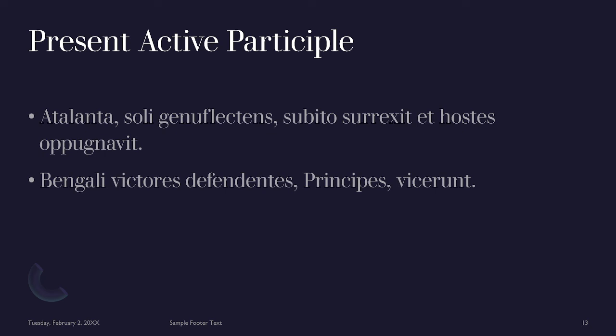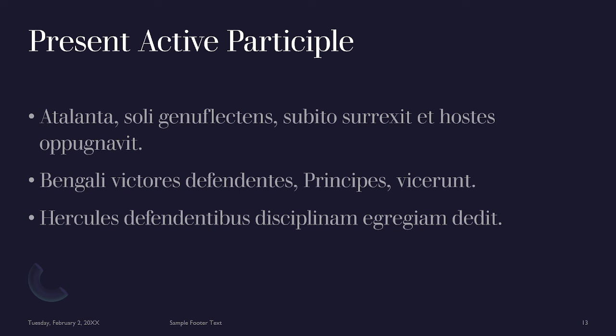So in this instance, Bengali is the subject, vicerunt is the verb, so those go together. And then victores defendentes would be whom they defeated, whom they vicerunt. So they defeated the defending champions, the principes, the chiefs. So again, this is using it as a regular adjective. And as an adjective, it usually will come after its noun that it's modifying, just like a normal adjective would.